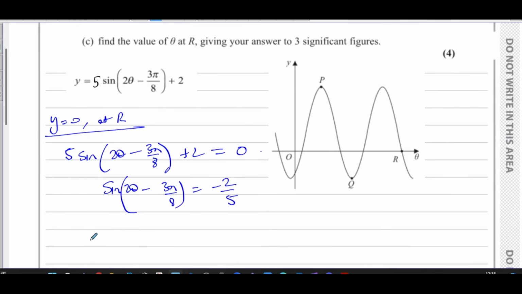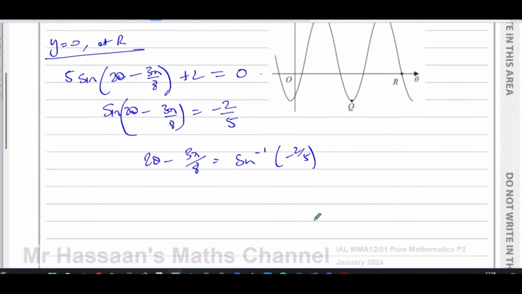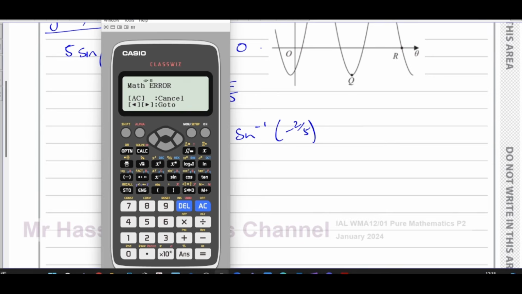So we can find the inverse sine of this. Okay, let's just do it properly. We can say 2 theta minus 3 pi over 8 is going to be given by the inverse sine of -2/5. Now we have to be in radian mode here. So let's put this in radian mode, shift angle unit to radian mode. So inverse sine of -2/5.